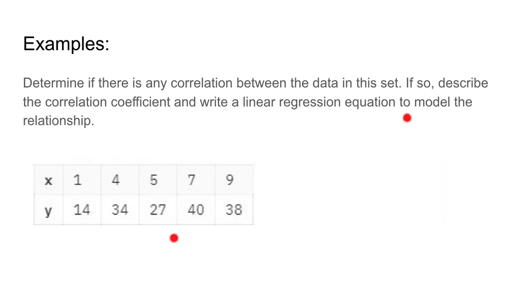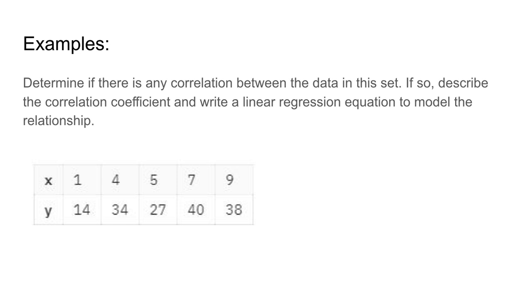So we're going to do an example of this. The first thing they ask us to do is determine if there's correlation between the data in the set. If so, describe it. Write its correlation coefficient and a linear regression equation to model it. So I'm going to go back to stat, go back to edit. I'm going to clear my list out. Remember, you go up to L1, hit clear, go up to L2, hit clear. And then we're going to start this again.